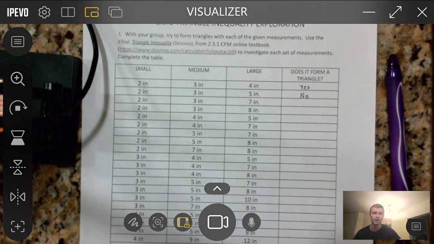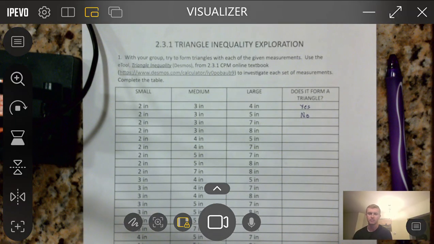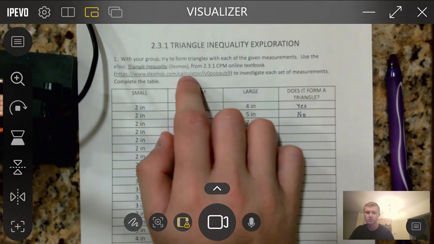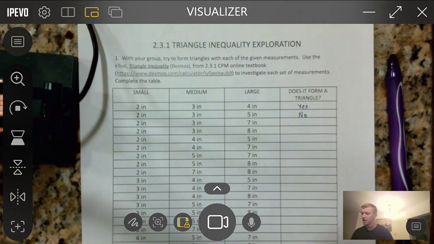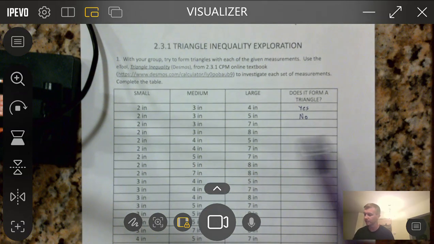With that in mind, we're going to take this one by one. So the triangle inequality: you can navigate to it and type that into Desmos. We also have the URL here, so you can copy that in. Otherwise, I got started a little early, so it says yes and no for the first one, 2, 3, and 4.